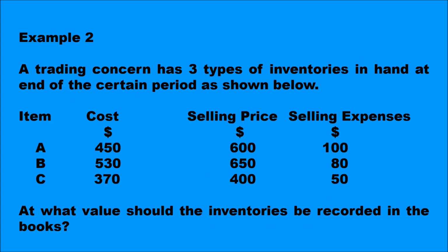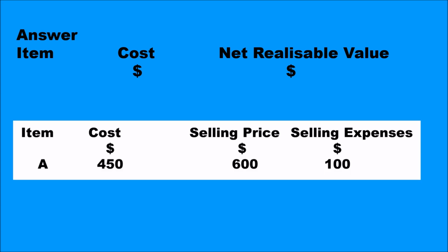Let us look at a second example. A trading concern has three types of inventories in hand at the end of a certain period as shown below. You've got three items A, B, C, with the cost, the selling price and the selling expenses. At what value should the inventories be recorded in the books? For item A, the cost is $450, selling price $600, selling expenses $100, which would lead to the cost of $450 and net realizable value of $500, hence the lower of the two is $450.